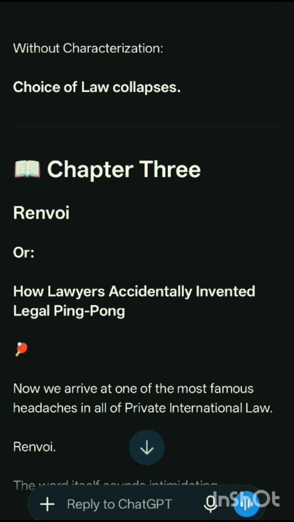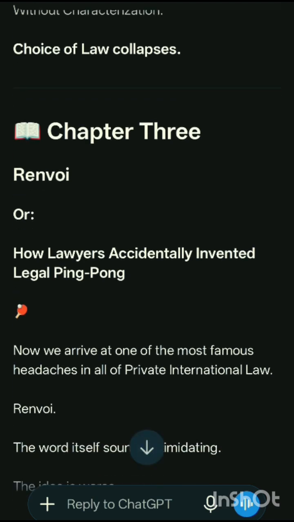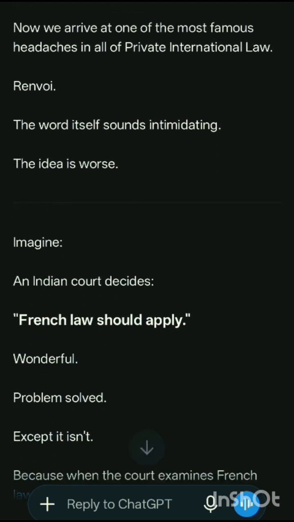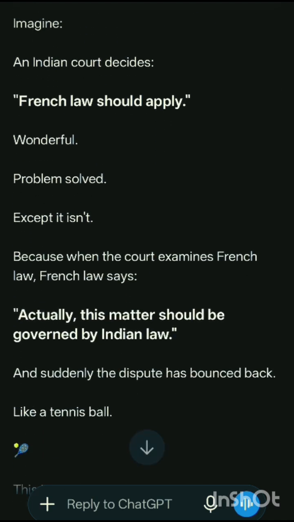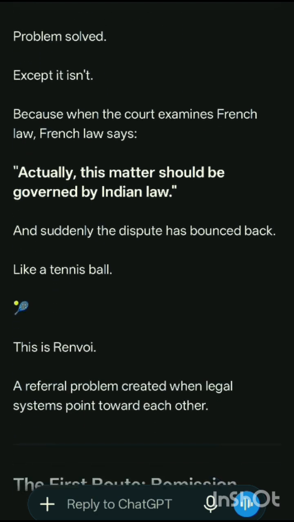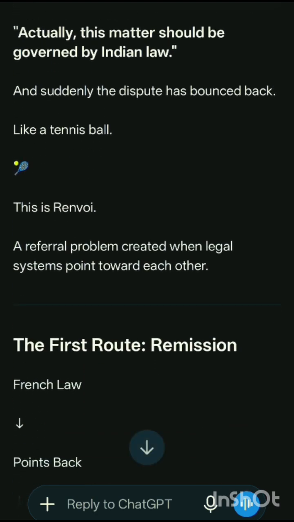Chapter 3: how lawyers accidentally invented legal ping-pong. Now we arrive at one of the most famous headaches in all of private international law. Renvoi. The word itself sounds intimidating. The idea is worse. Imagine an Indian court decides French law should apply. Wonderful, problem solved. Except it isn't. Because when the court examines French law, French law says, actually, this matter should be governed by Indian law. And suddenly the dispute has bounced back, like a tennis ball.